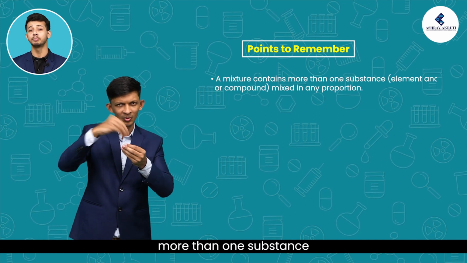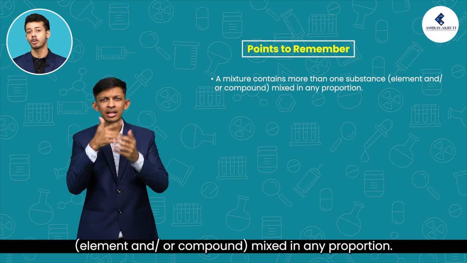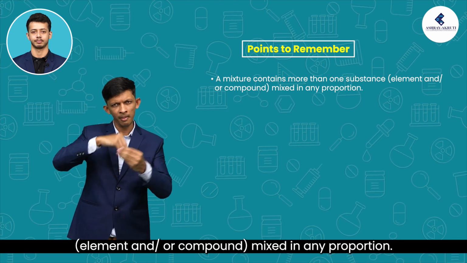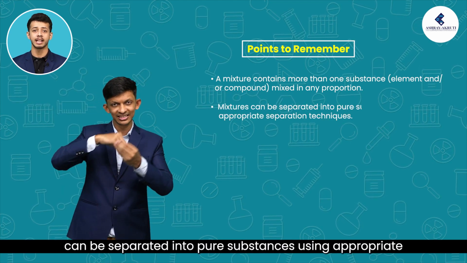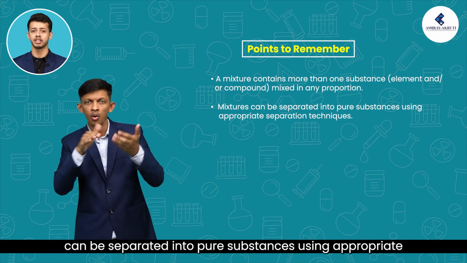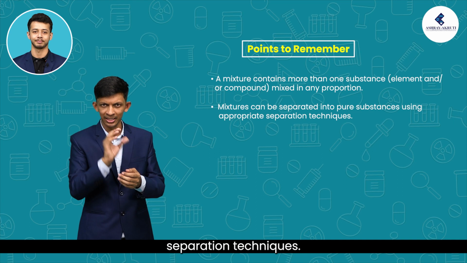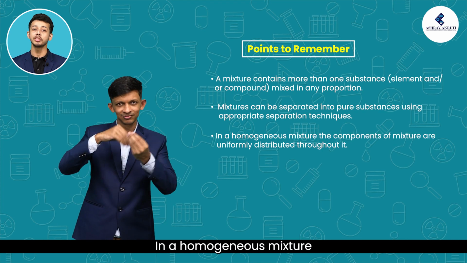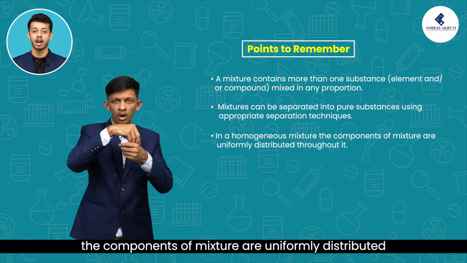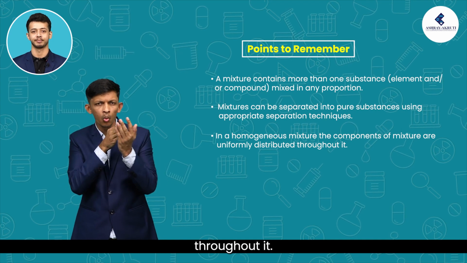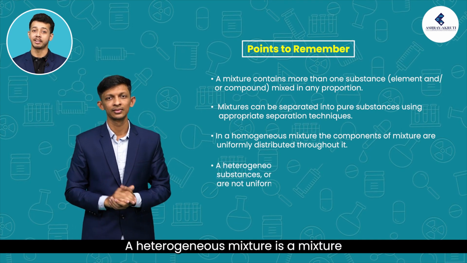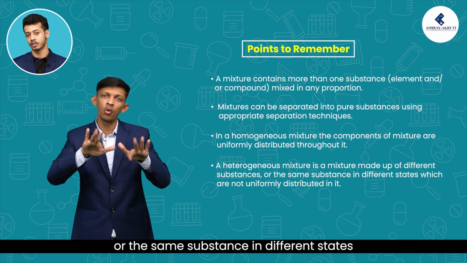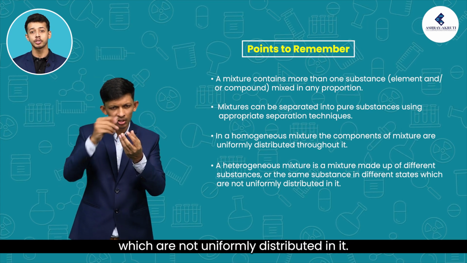A mixture contains more than one substance, element, and/or compound mixed in any proportion. Mixtures can be separated into pure substances using appropriate separation techniques. In a homogeneous mixture, the components of mixture are uniformly distributed throughout it. A heterogeneous mixture is a mixture made up of different substances or the same substance in different states which are not uniformly distributed in it.